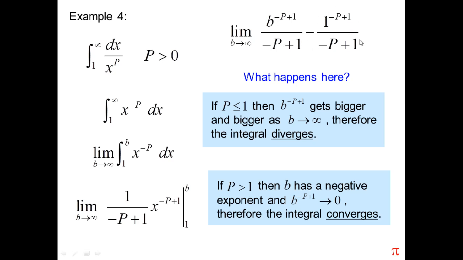This term we know is going to converge for any value of p, because 1 to any power is 1, and the negative p plus 1 on the bottom is just going to give it a number on the bottom. So that's what we're worried about, this part right here. But that's where our p-series test comes in, and we'll learn more about that when we talk about our convergence tests. And that's all for this part of the section.